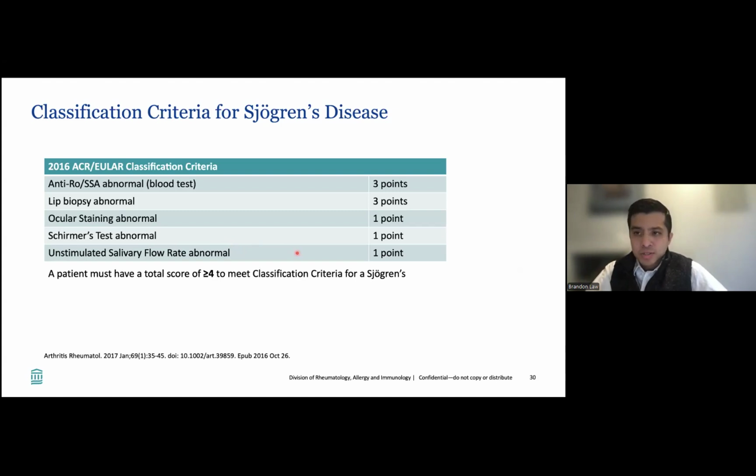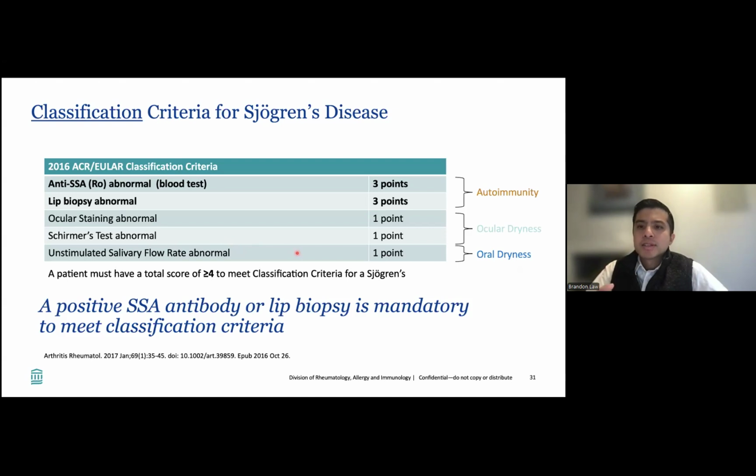So that's interesting, right? And what is the framework for why this is the case? The idea is that if you look at the way the math pans out here, you need a score of at least 4, which means that you really have to have at least a positive antibody test or a positive lip biopsy, which is 3 points apiece, to even mathematically meet classification criteria. And the idea being that you need some objective evidence of autoimmunity, plus whatever set of points of dryness of the eyes or the mouth to eventually meet classification criteria. So a positive antibody or lip biopsy is mandatory to meet classification criteria by the current definition.